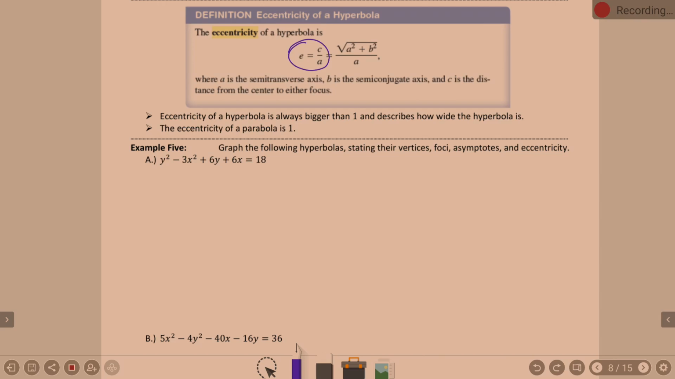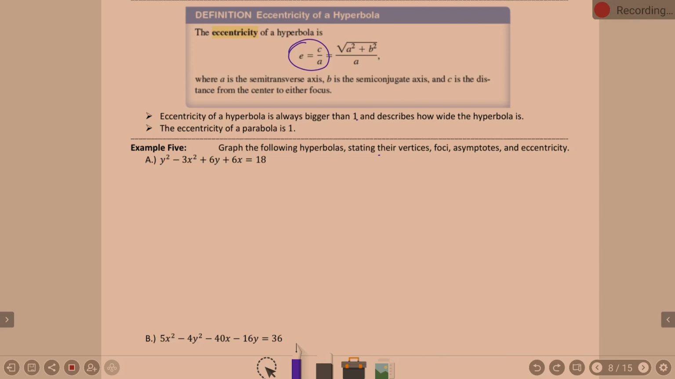Eccentricity of a hyperbola is always bigger than 1. Okay, it's always bigger than 1. It's describing how wide the hyperbola is. Like that last one we talked about would have had a higher eccentricity because it was a very wide hyperbola. And for comparison's sake, the eccentricity of a parabola is exactly 1. Okay, so that parabola falls right there in the middle.